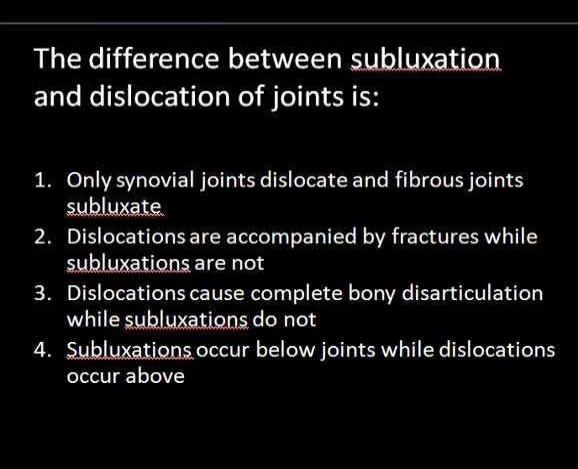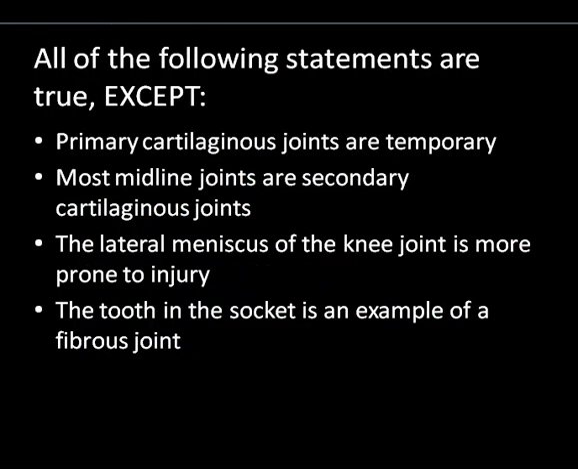Let's look at this third question, which says all of the following statements are true except, and let's see what the right answer is. Primary cartilaginous joints are temporary. This is a true statement because primary cartilaginous joints are seen between the epiphysis. So if this is the epiphysis and this is the epiphyseal cartilage, this is the diaphysis or the shaft. This cartilage is present between the epiphysis and the diaphysis. They are temporary because sooner or later the epiphysis and the diaphysis fuse and no joint is present. Instead, you see a line which is known as the epiphyseal line.